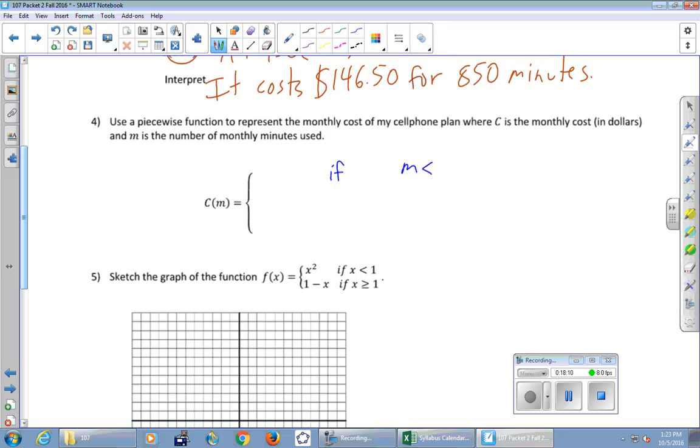M being trapped between what two numbers is the basic rule. 0 up to 700. What do you think about 0? Include or no? Yes, because if you don't use your phone at all, you're still going to pay for your monthly fee, right? Like Verizon doesn't care if you use 0 minutes, you're still getting charged. The 700, my reading of that is that we include the 700 right here, and that we only start to pay once we get past 700.